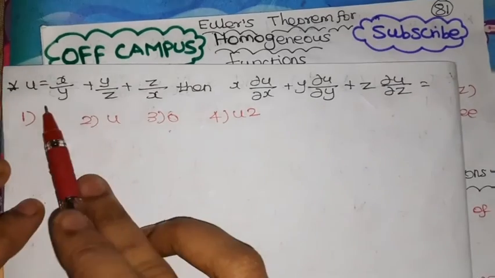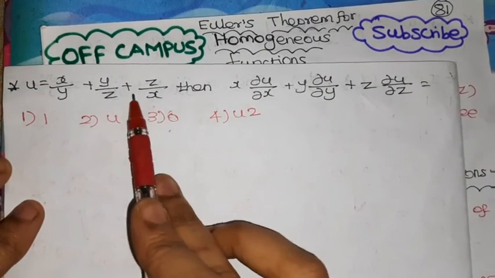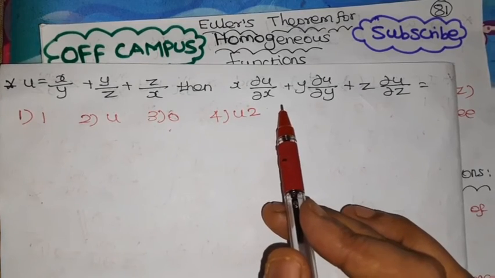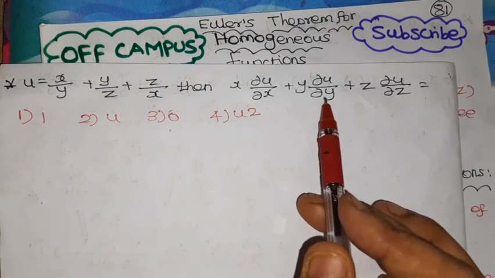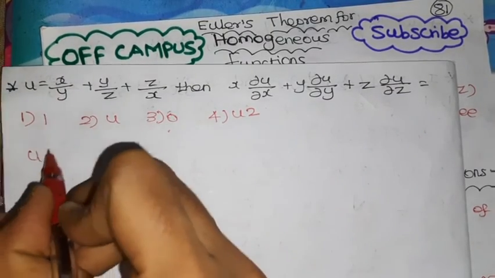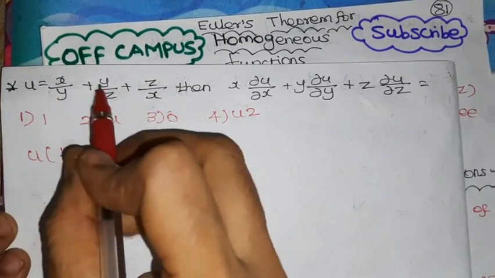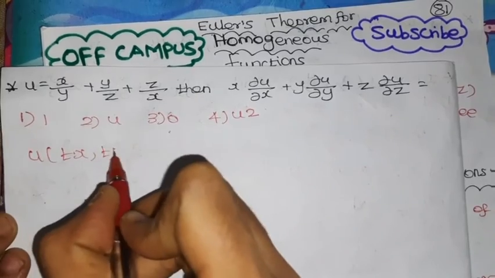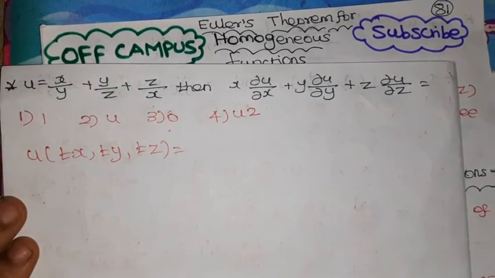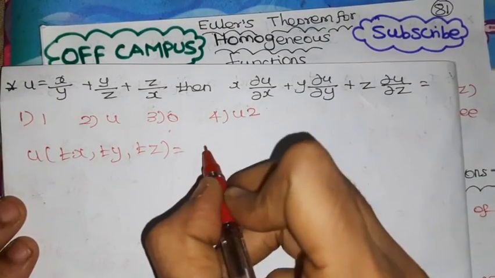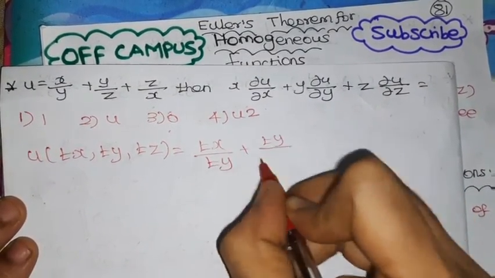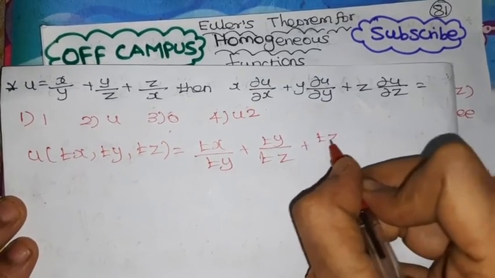So given u equal to x by y plus y by z plus z by x, we need to find out x dou u by dou x plus y dou u by dou y plus z dou u by dou z. For that what we need to do, we need to check the homogeneity of the given function. So u is a function of x, y, z. We need to check the homogeneity. tx, ty, tz equal to tx by ty plus ty by tz plus tz by tx.